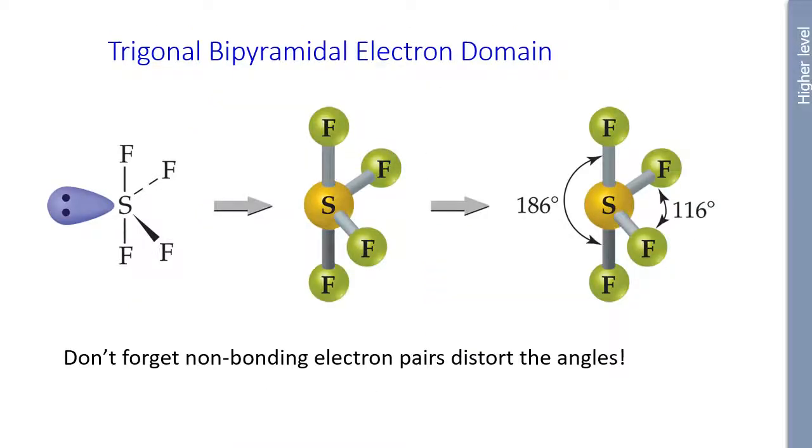Continuing on with the trigonal bipyramidal electron domain, you must also never forget that non-bonding electron pairs distort the angles because there's more electron repulsion. We see this here with sulfur tetrafluoride, where the angle between the sulfur and fluorine here is not quite 180 degrees. It's 186, and you notice that this bond here gets crushed to 116 degrees. Remember our rules around non-bonding pairs and bonding pairs and how they affect the structure of a molecule.